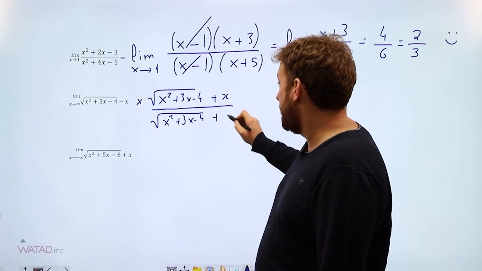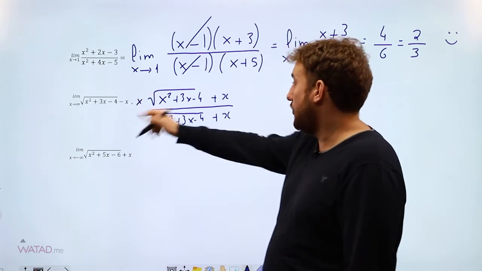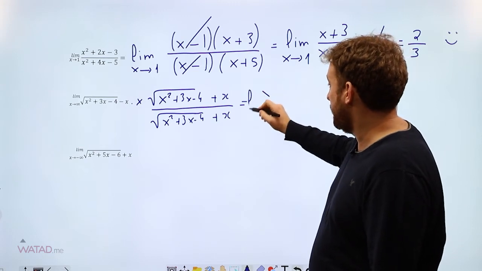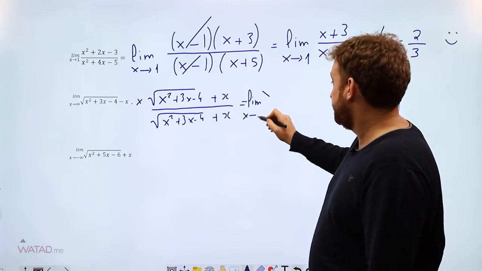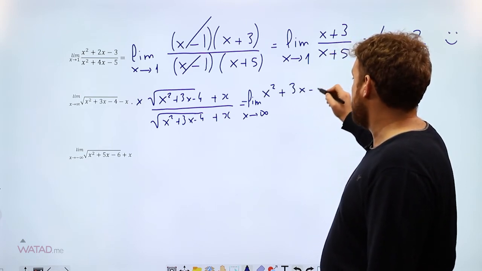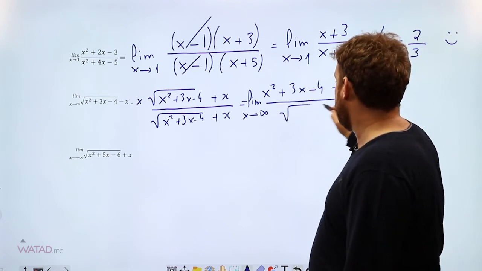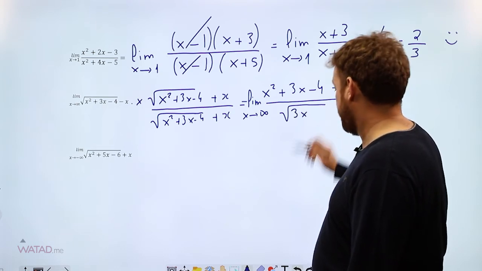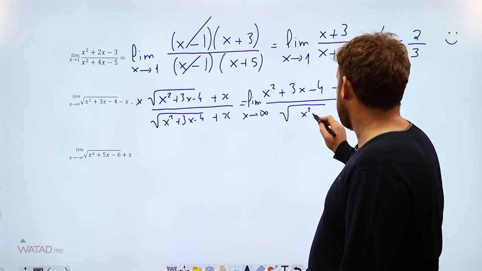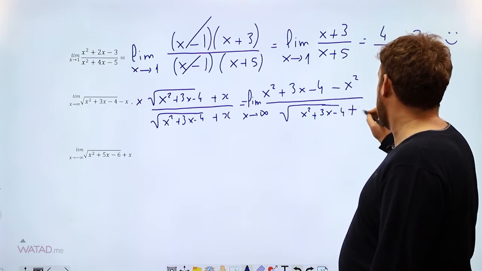Why are we doing this? Because here you see that this is infinity plus infinity, which is positive infinity, minus infinity, which is an IF. So here this is a minus b, a plus b, and you should never forget to write the limit. So we will have x squared plus 3x minus 4 minus x squared over the radical of x squared plus 3x minus 4 plus x.